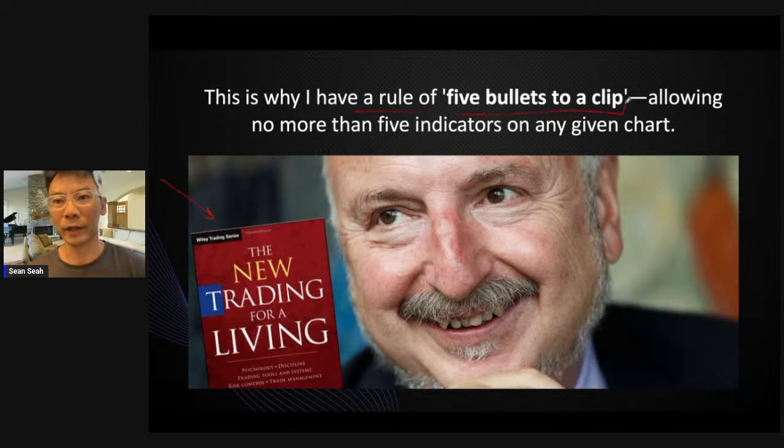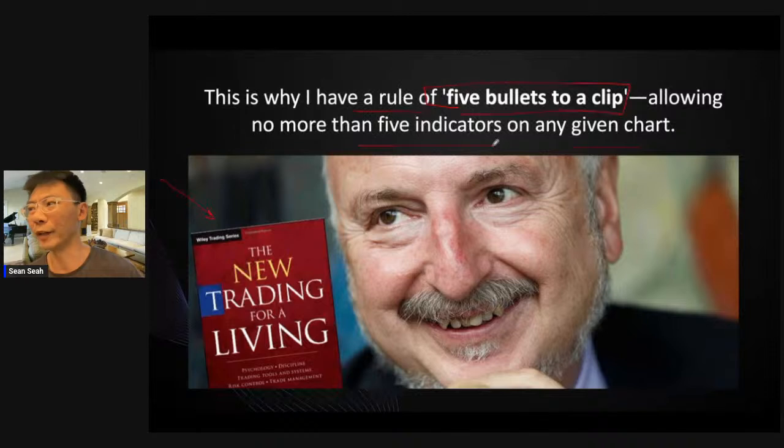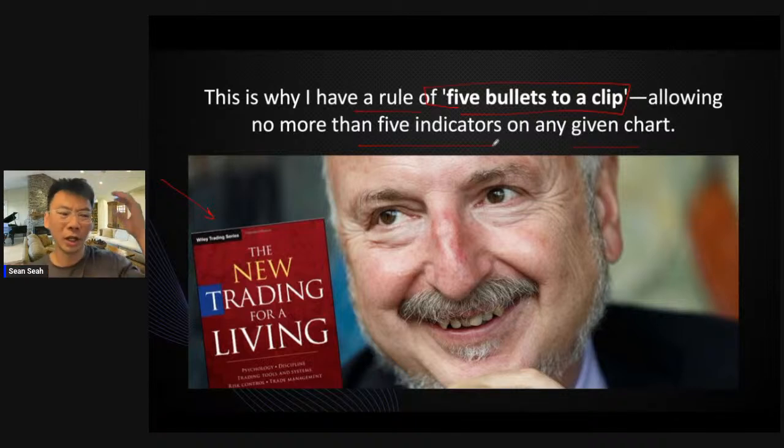bullets to a clip. It means that in every single chart, there should not be more than 5 indicators. 5 is the max. You can use 2, you can use 1. Some of my very good friends who are very good in trading, like Julian, I don't think he even uses any indicators. Probably just support, resistance, and maybe 1 more indicator for confirmation, and that's it. So do not use more than 5.